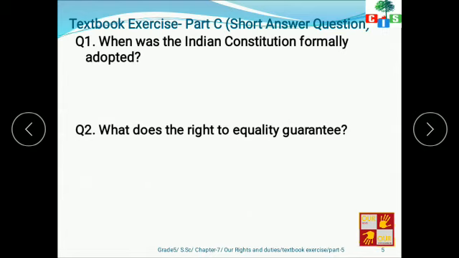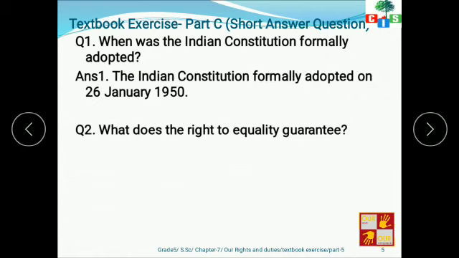Next is the short answer questions. Here we have 5 questions. First is: when was the Indian Constitution formally adopted? I think all of you know this answer, that the Indian Constitution was formally adopted on 26 January 1950. Always remember this date, and this is very important. And I have asked this in your multiple choice questions also, in your exam also.